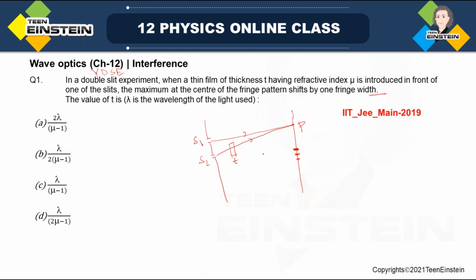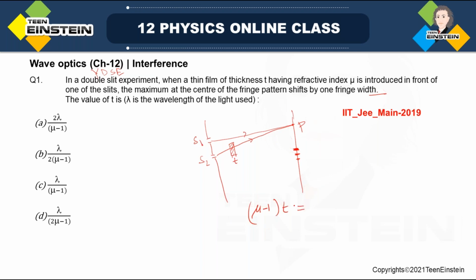See, whenever this kind of problem is there, because of this particular film inserted into one path of the interfering waves, it will actually introduce an extra path length. So what will be the path difference in that case? The path difference will be (mu minus 1) into t. Here t is the thickness and mu is the refractive index of this transparent sheet or film. So this will be the path difference.